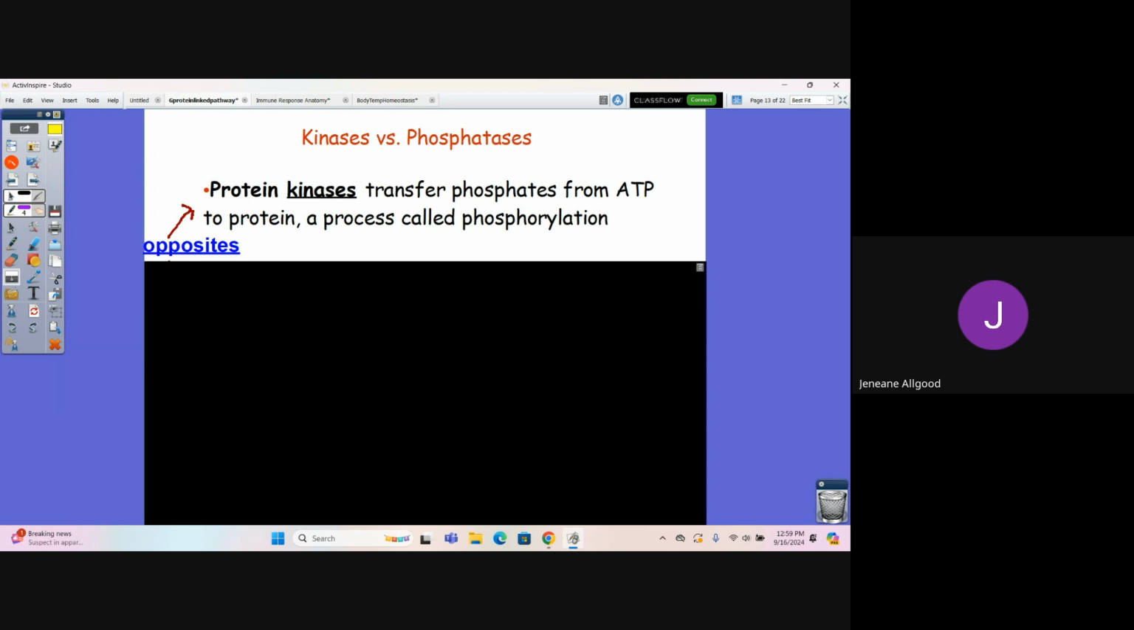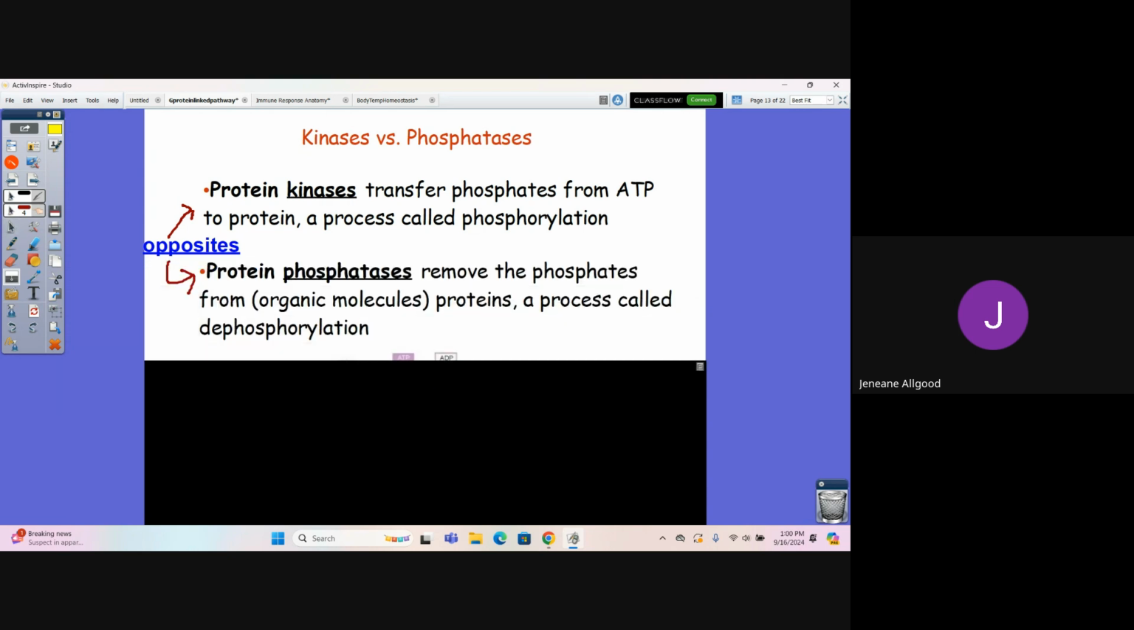When they take a phosphate group off of ATP and add it to something else, adding that phosphate group is called phosphorylation. Now, the opposite of that is going to be protein phosphatases. If you're removing a phosphate group from an organic molecule like a protein, that is called dephosphorylation, and that is basically the opposite of phosphorylation.